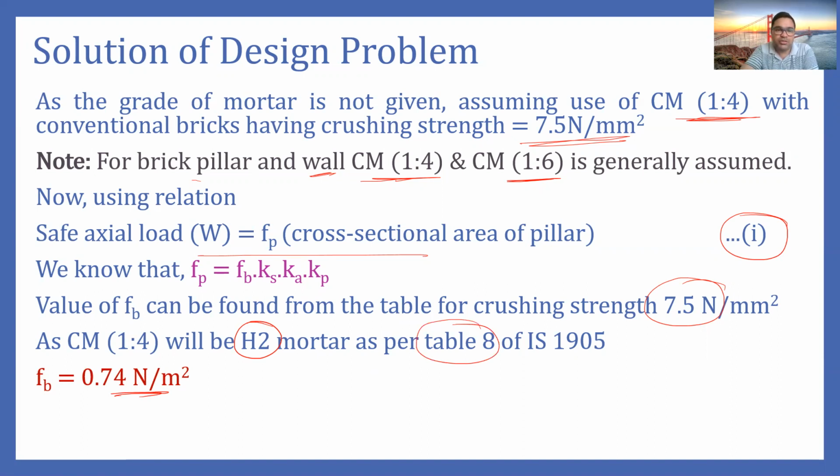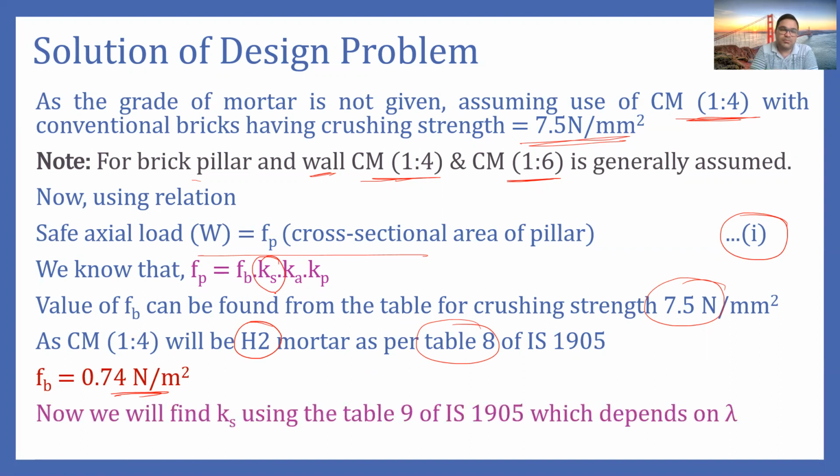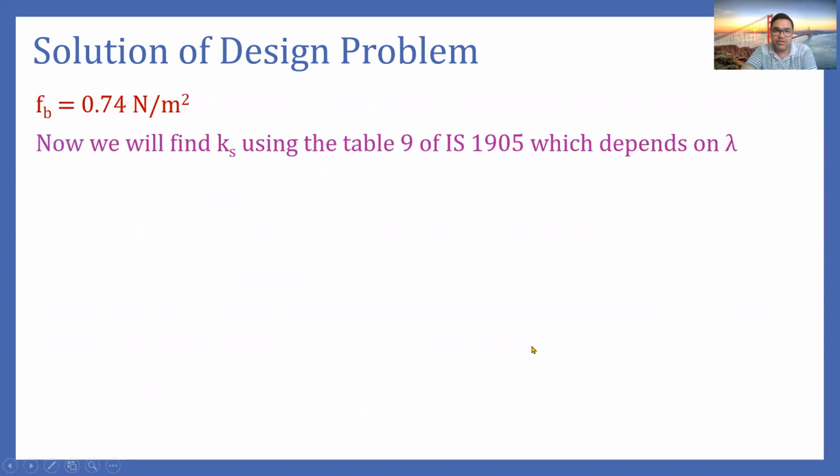Now we have found the value of FB. Now we will try to find out the second parameter, which is KS. And this KS will actually give us the dimensions of the pillar. We can find this KS value by using table number 9. But this KS is dependent on lambda, so we have to find out lambda first.